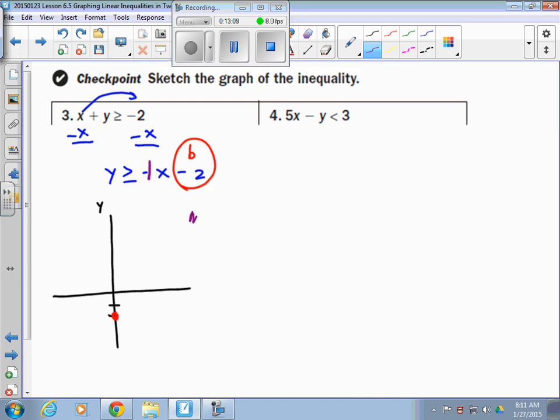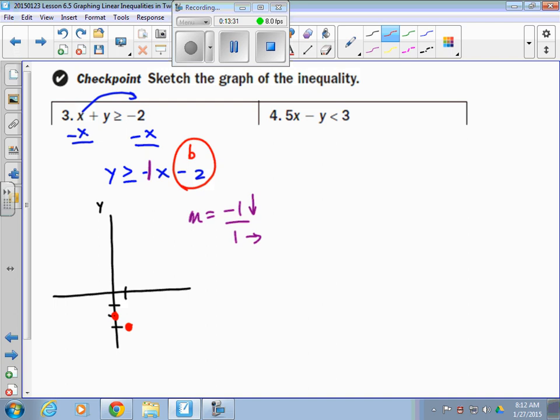Your m value is the number that's not shown, negative 1. So your m is negative 1. Remember, it's always a fraction, so put it over 1 if there's nothing there. That means to go down 1 and to the right 1. So from that point that we already have, where we began, we're going to go down 1 and to the right 1 for our second point. We have 2 points.